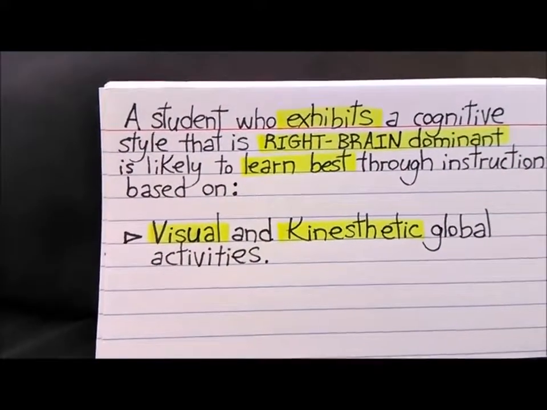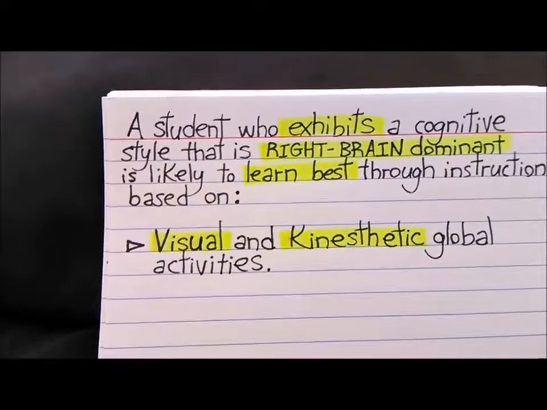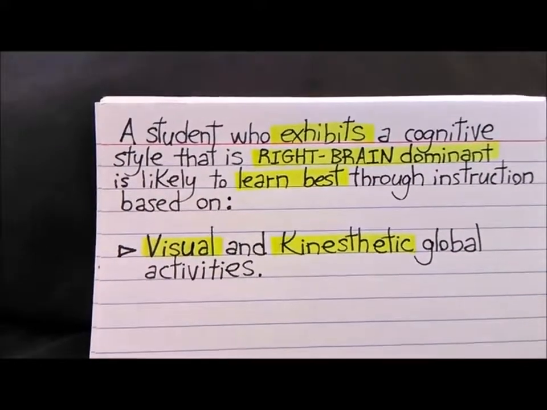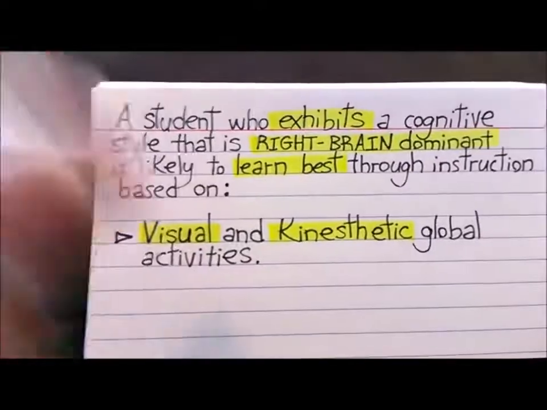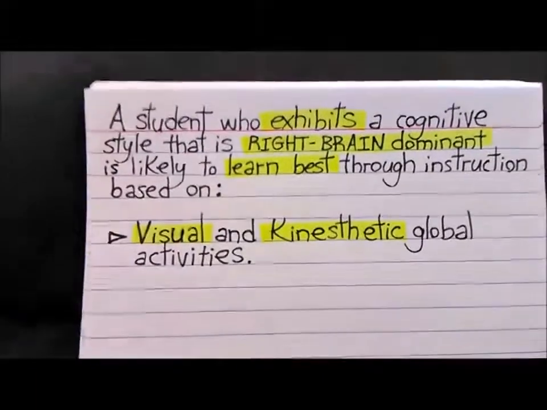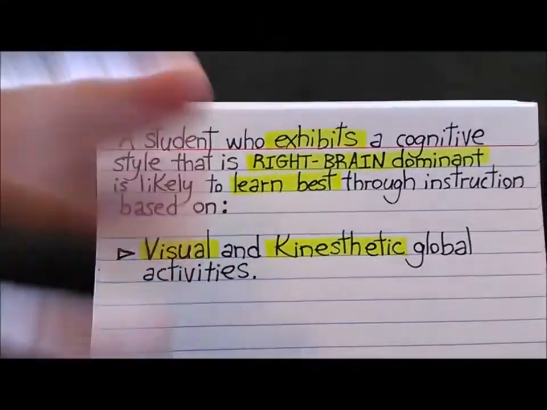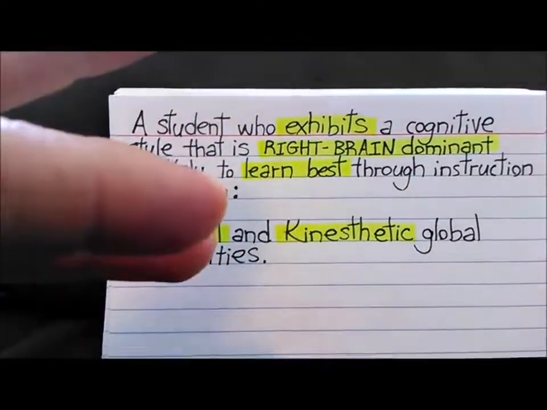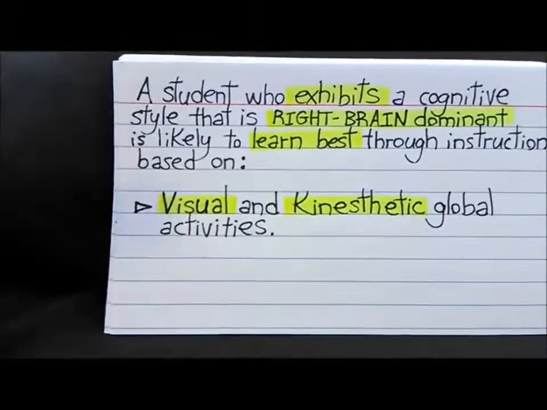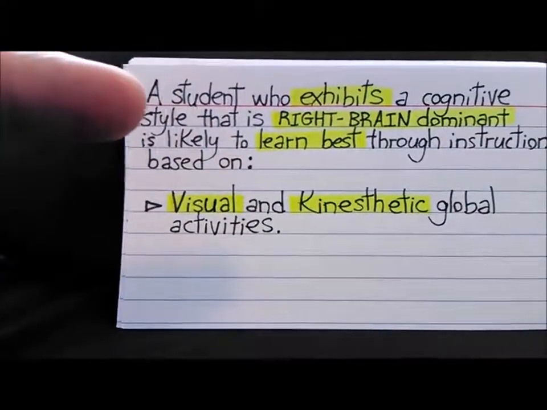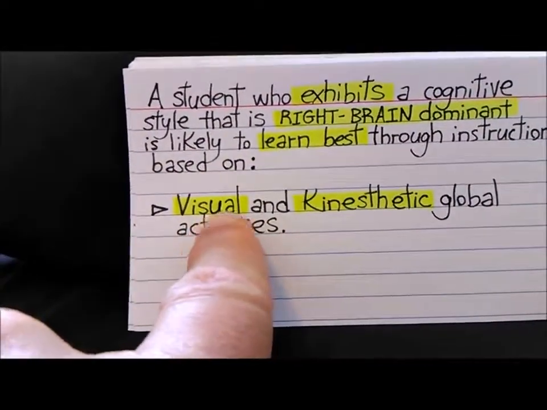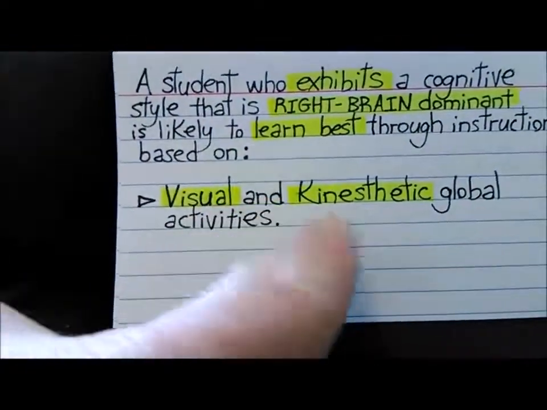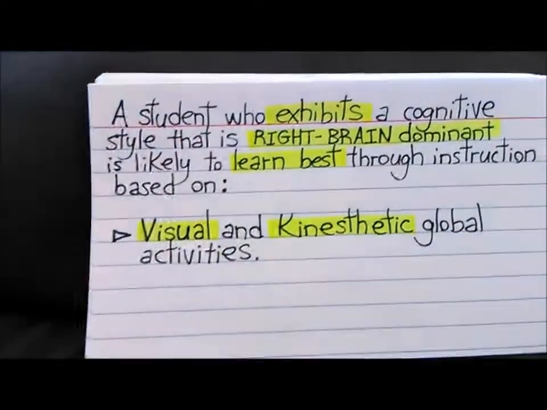A student who exhibits a cognitive style that is right brain dominant is likely to learn best through instruction based on visual and kinesthetic global activities. I am a left-handed person. That means I use the right side of my brain, the opposite. Okay? So I'm more inclined to be a visual and kinesthetic global learner. You know, I am more on this side.